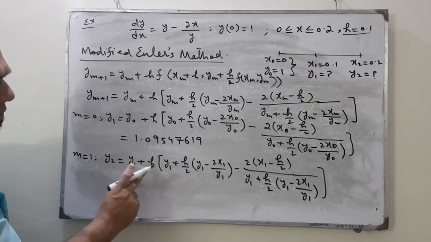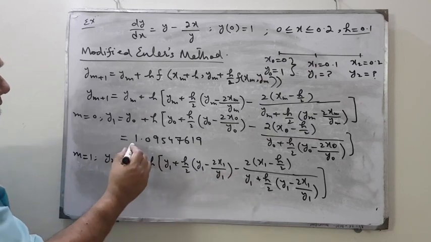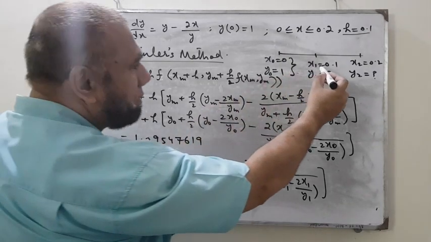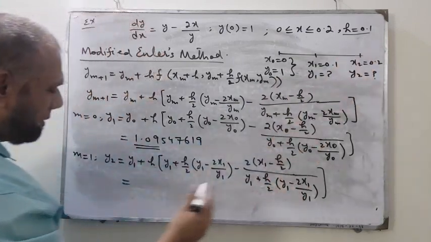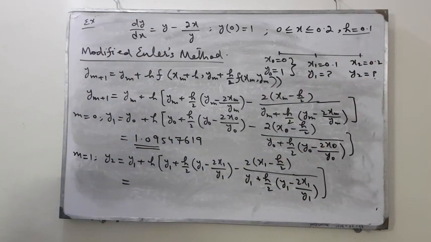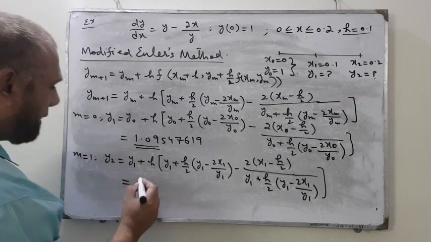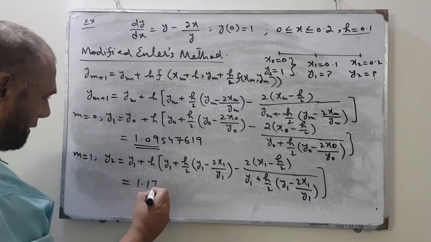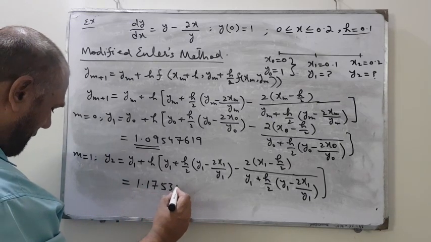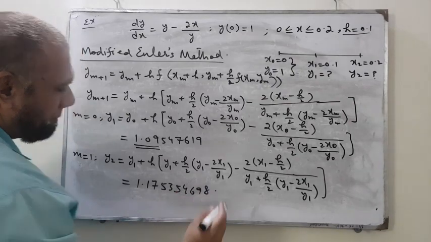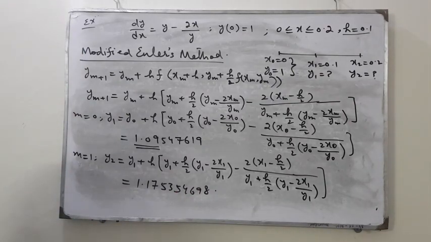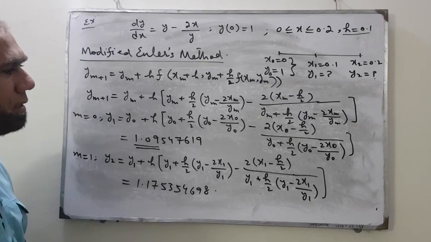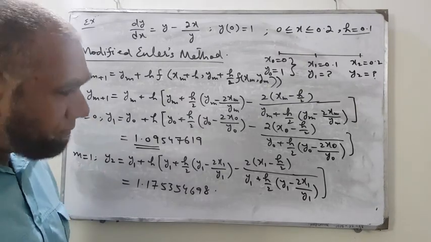Now we have the values of y1 and x1. y1 is this one, x1 is 0.1, h is 0.1. So put in the values and simplify. You will be getting the result 1.17535468. So this is the result you will be obtaining after the simple calculations. So we got the results for the three methods.